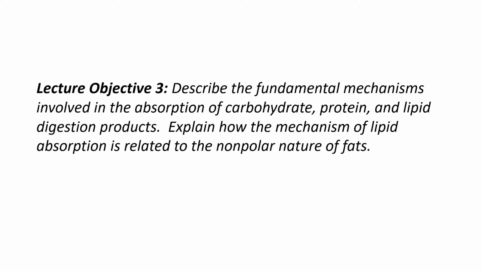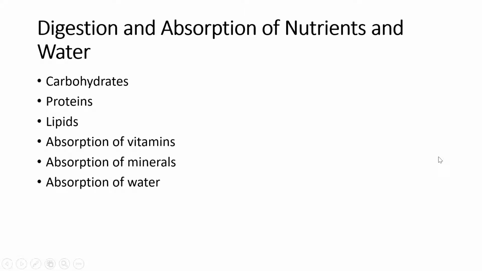And so we're going to talk about how we get these large macromolecules broken down to smaller micromolecules. And then we'll talk about how those smaller micronutrients can be absorbed across the epithelial cells of the GI. So we'll talk about carbs, proteins, lipids, and then we'll look at the way vitamins, minerals, and then water are absorbed.